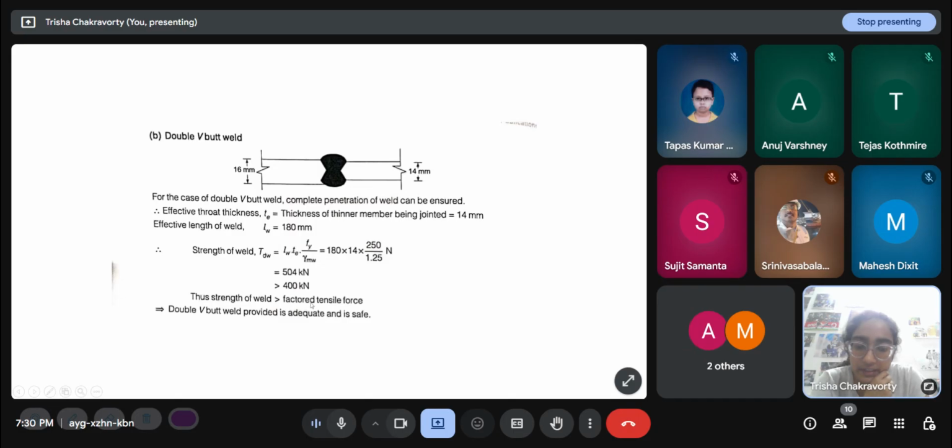So the strength of weld is greater than the factored tensile force, and this double V butt weld in this case is going to be enough.